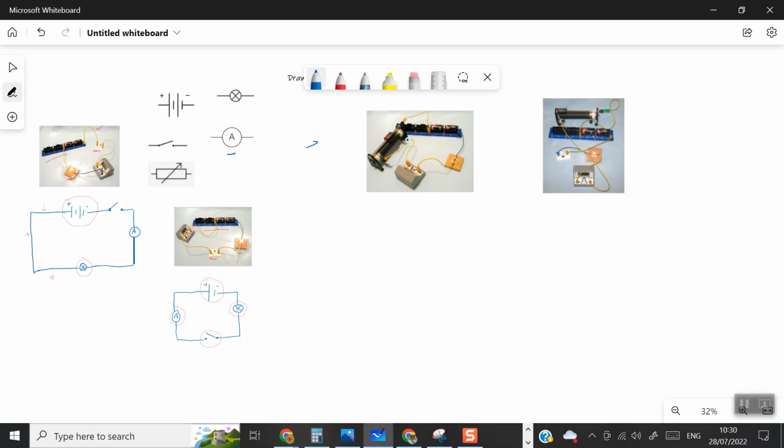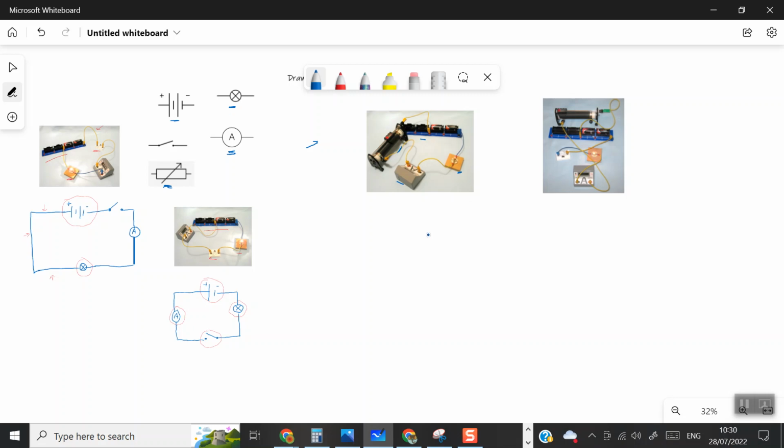So again, we identify the parts that we have. So this is our light dependent resistor, which is this guy here. This is our ammeter, which is this guy here. This is our light source, which is this guy here. And this is our battery, which is this one here. Okay, so let's construct this one.